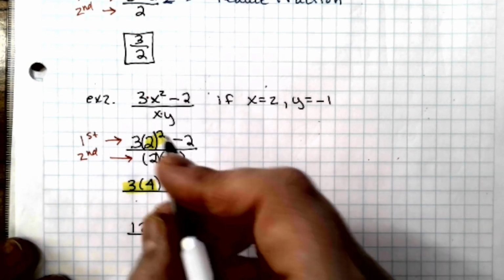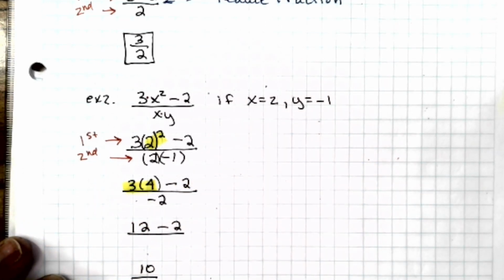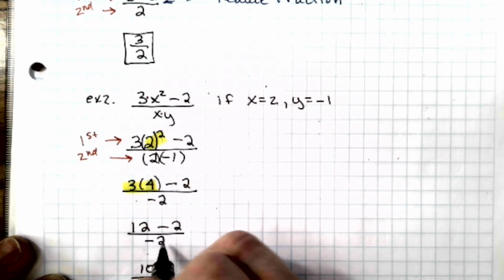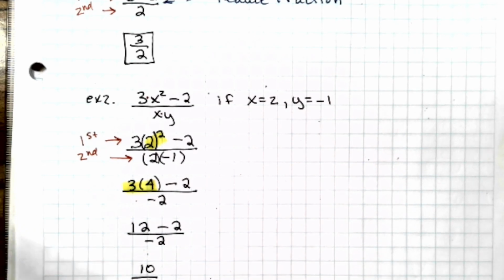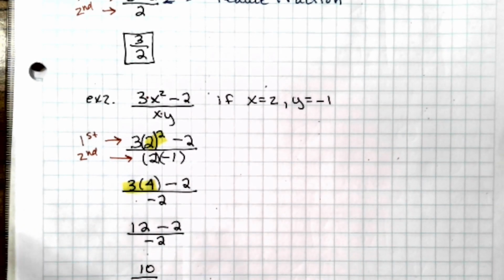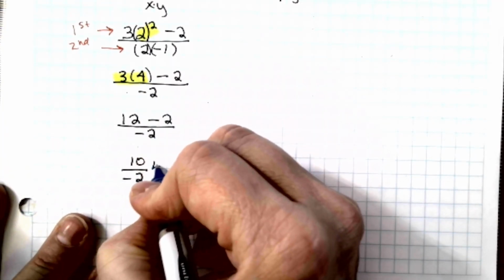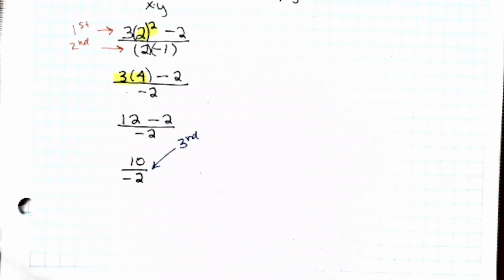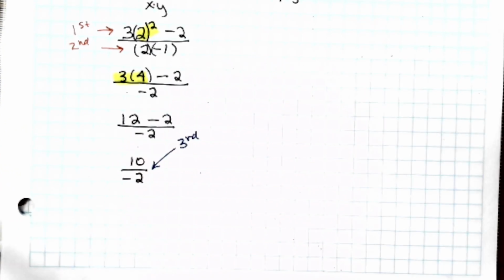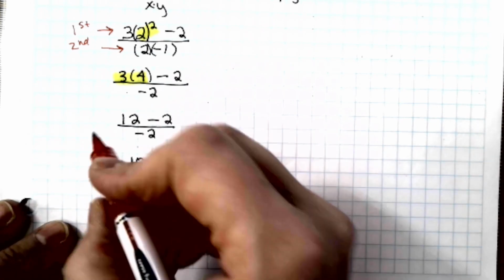2 times a negative 1 is a negative 2. And there isn't anything else to do, so I'm just going to copy it down. So now I have 10 over negative 2. The third step when simplifying a fraction or a division expression is to do top and bottom.